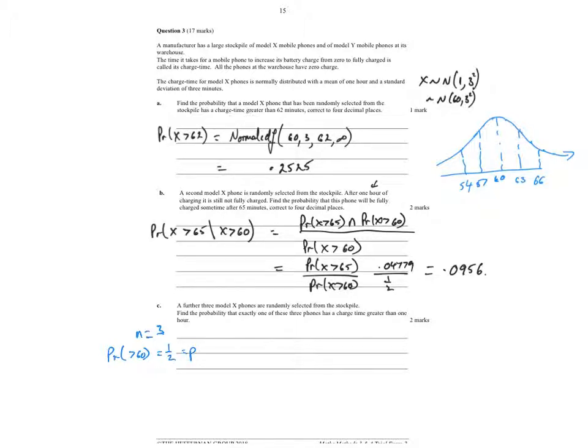Exactly, so I need the probability that we have one of those phones take greater than 1 hour. So I have 3 trials. Probability of success is a half. Probability of failure is a half. So I'm just going to end up with 3 times 1/2 times 1/4, which is 3/8.